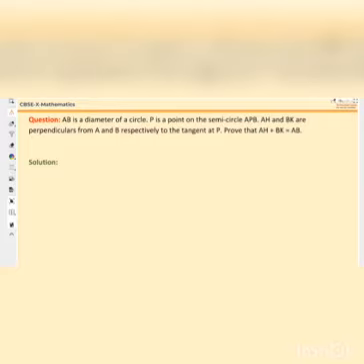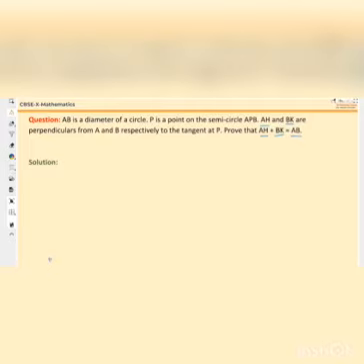Okay, so now let's start solving a few numericals. This question says AB is a diameter of a circle, P is a point on the semicircle APB, and AH and BK are the perpendiculars from points A and B to the tangent at P. Prove that AH plus BK is equal to AB. This is a level 2 question.